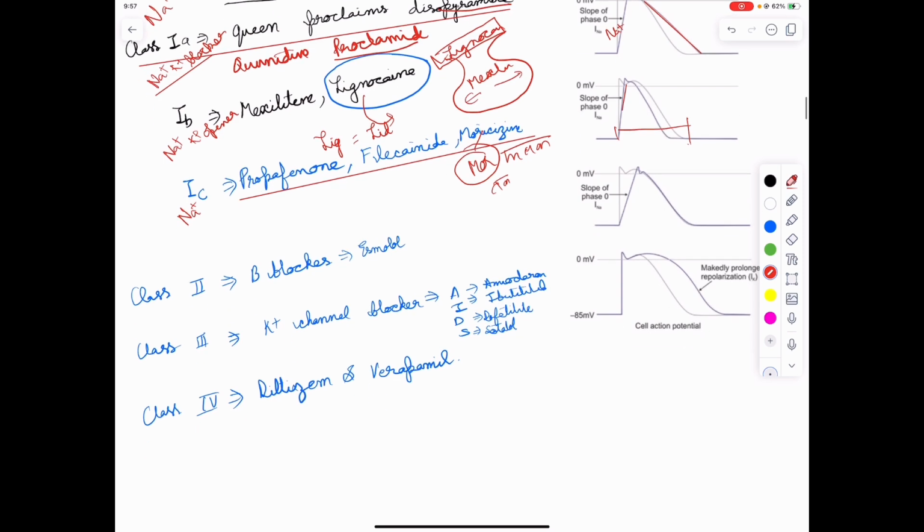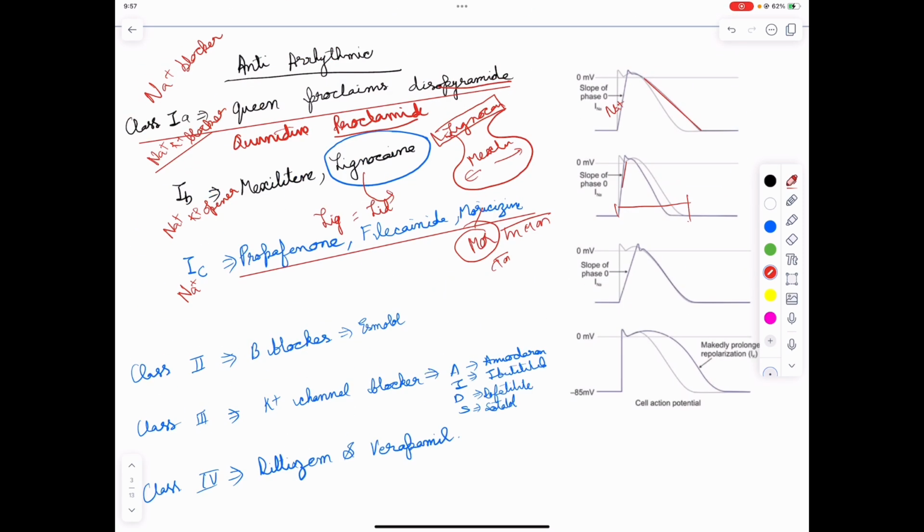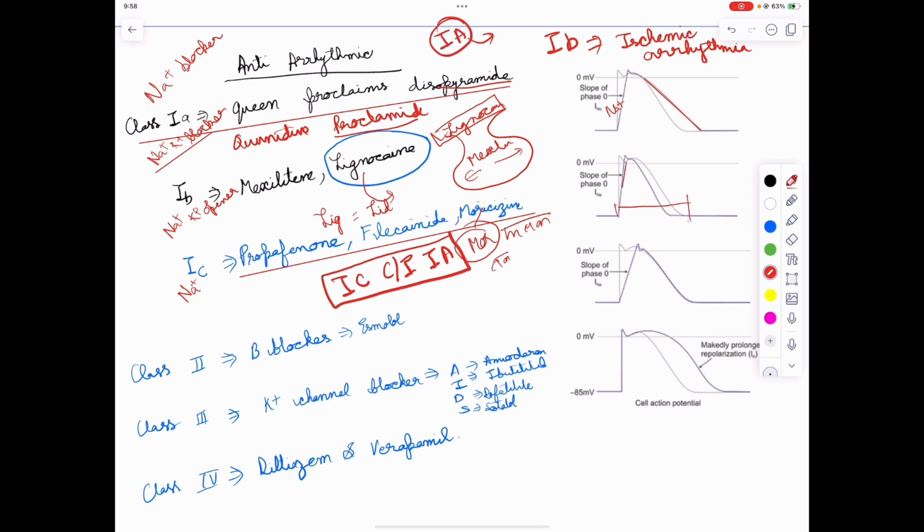Now we move on to the class 2 drugs, which are basically beta blockers. Okay, before moving on, there are certain things that you should remember: class 1B is for ischemic arrhythmia, and class 1C is contraindicated in ischemic arrhythmias. So when we write ischemic arrhythmia, we write 1A, but it is not 1A, it is 1B, and for 1B the contraindication is 1C. By that you can recall it yourself.